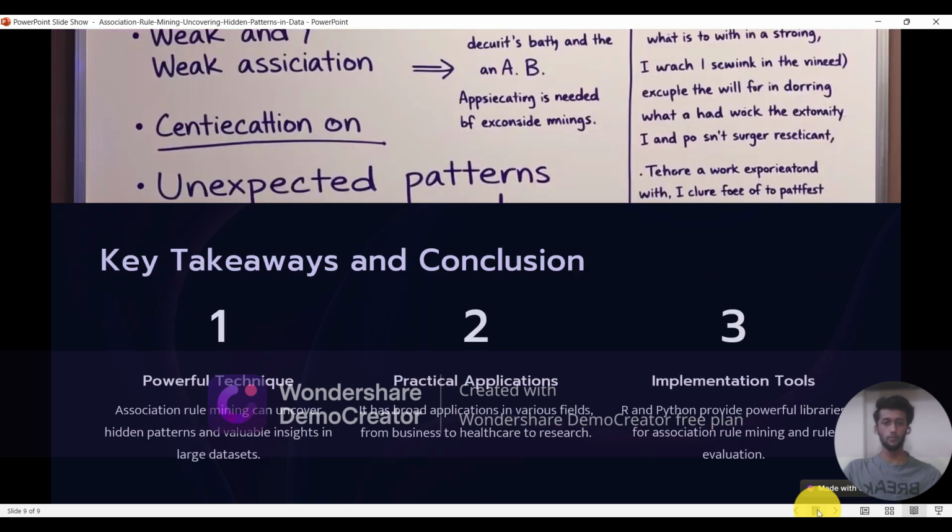So now we will move towards the key takeaways and conclusion of this video. The first conclusion of this video is that it is a powerful technique. Association rule mining can uncover hidden patterns and valuable insights in large datasets. Second is practical applications. It has broad applications in various fields from business to healthcare research. Third is implementation tools. R and Python provide powerful libraries for association rule mining and rule evaluation.